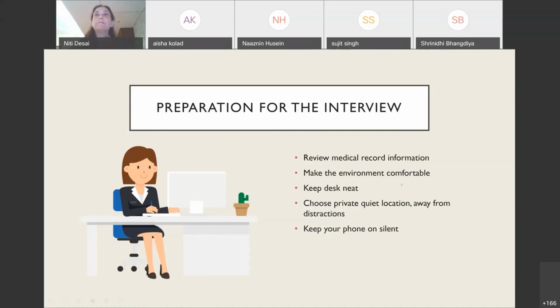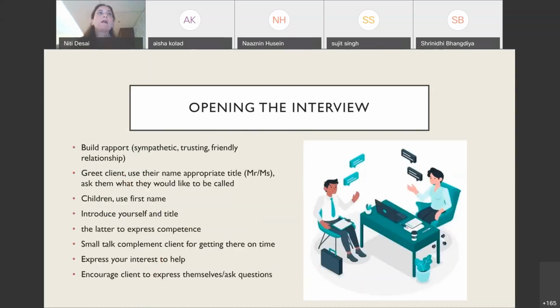Make the environment comfortable, keep the desk neat, choose a private location, which is, I think, extremely important in this lockdown period where a lot of people are doing online consultation. And as we just had some disturbance, it could be a big distraction. So yes, that is important. Keep your phone on silent. It's one of the biggest distractions.